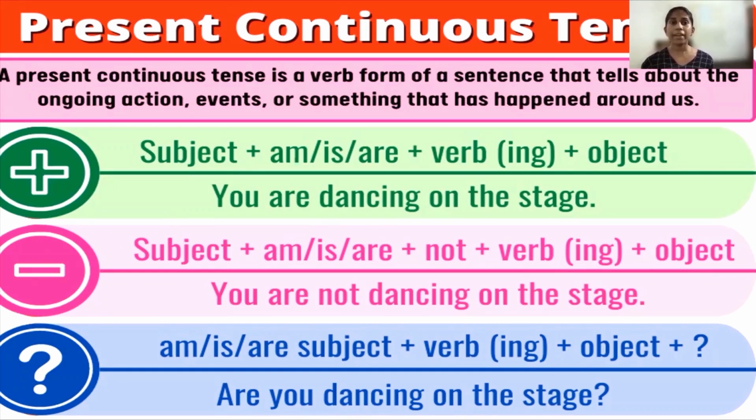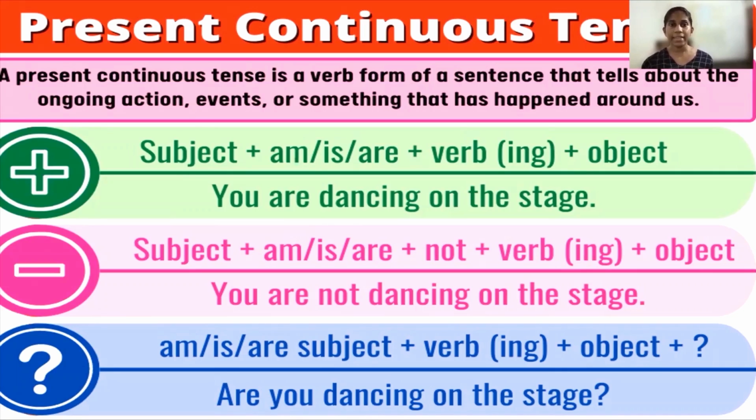If we are going to make a positive sentence, we should have a subject, the relevant helping verb, then the ing form of the verb, and last the object. Here there's an example given. You are dancing on the stage.